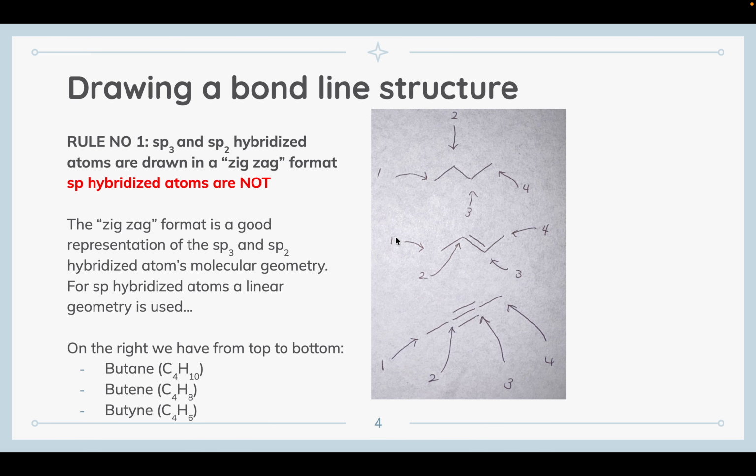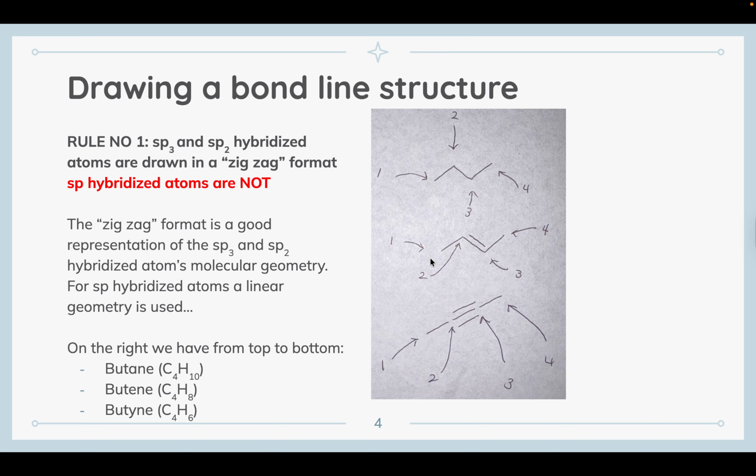Now, to draw bond line structures, there are a few rules that we have to follow. The first rule is that sp3 and sp2 hybridized atoms are drawn in a zigzag format. Now, what does that mean? Take a look at the drawing on the right. I drew a few forms of butane. In butane, we have only single bonds, so all the atoms drawn are sp3 hybridized. We can draw them in a zigzag as such.